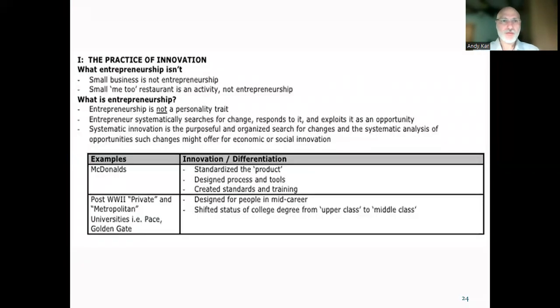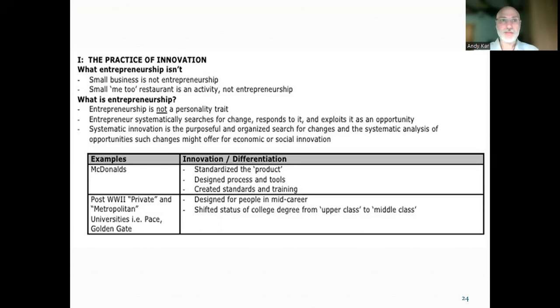Now, the practice of innovation. What entrepreneurship isn't, as we discussed: small business is not entrepreneurship. A small me-too restaurant is an activity, not entrepreneurship. Being a grocer is not entrepreneurship. I'm not saying that being a grocer is a bad thing, okay? Don't misunderstand me, but it is not entrepreneurship. It's an activity, it's a business that you have. It is an amazing business if you love it. Whatever you love, it's amazing. And of course, you offer to the society because you make people have healthy food on their tables. It's amazing, but it's not entrepreneurship.